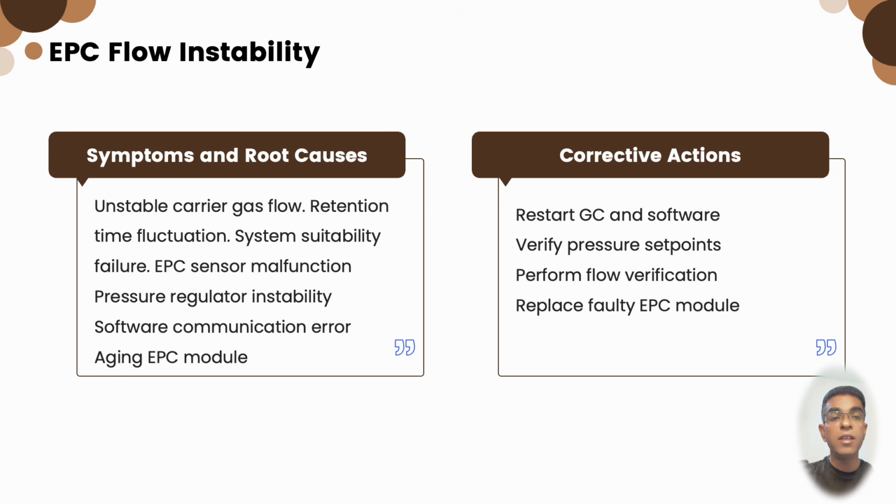EPC instability may arise due to sensor malfunction, aging electronic components, or communication issues between the GC and the software. In some cases, restarting the GC and data system temporarily stabilizes the EPC. However, repeated flow fluctuation indicates hardware degradation. Flow verification using an external flow meter is essential to confirm the EPC accuracy. If deviation still persists, EPC module replacement becomes necessary.